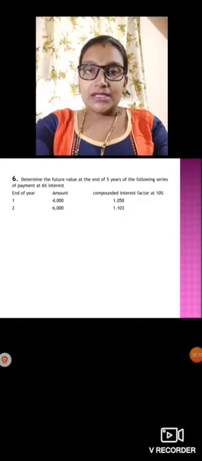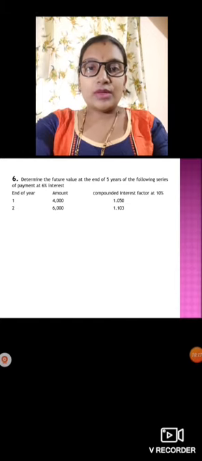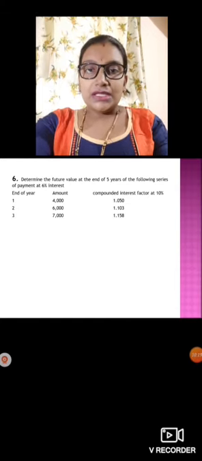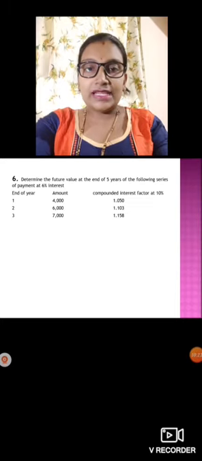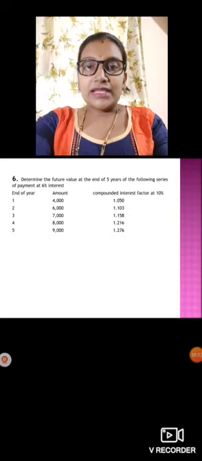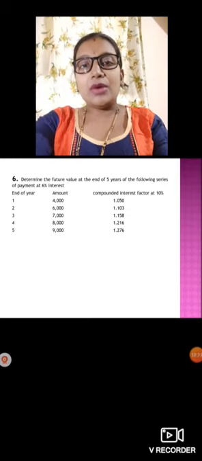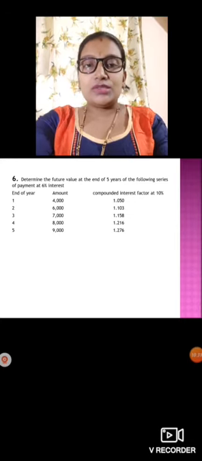Okay. Then second year 6,000 amount has been invested, for which the compound interest factor you have is 1.103. Then third year 7,000 has been invested there, 1.158 you have as compound interest factor. Okay. Fourth year 8,000 has been invested and the compound interest factor rate you have is 1.216. Then fifth year 9,000 has been invested and the compound interest factor you have is 1.276.